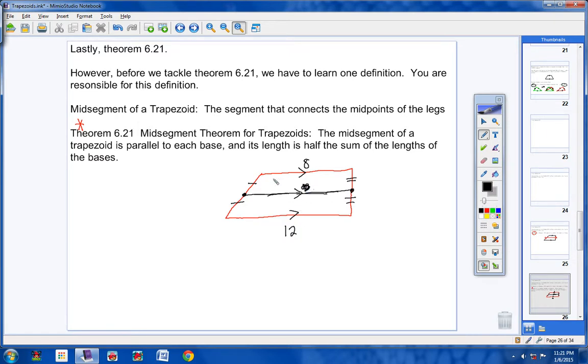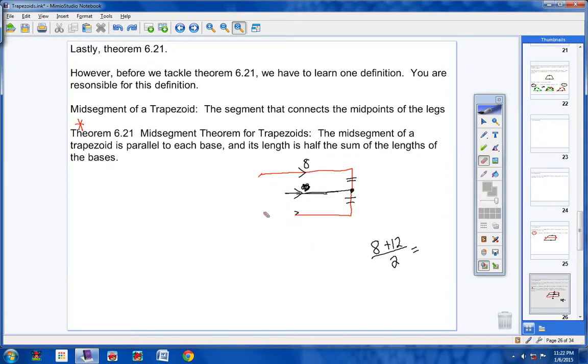So if I know one base is 8 and the other base is 12, and I know this is the mid-segment, I can add those 2 together. And then whatever I get, divide it by 2. So 8 plus 12 is 20. And 20 divided by 2 is 10. So this mid-segment is 10. Okay? There it is. Now, let me erase this.